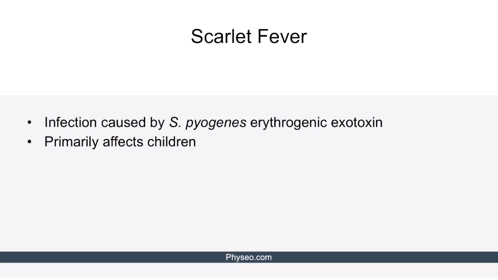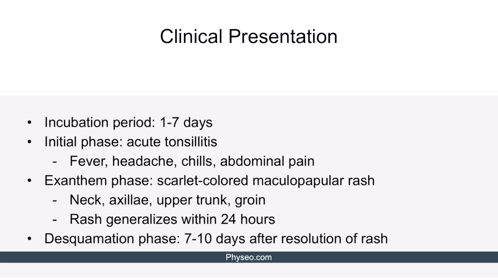Now, scarlet fever is caused by strep pyogenes, but specifically the erythrogenic exotoxin, and it primarily affects children. But how does it present? Well, it actually presents in different phases. In the beginning, once there is an infection, it can take up to a week for the infection to show signs and symptoms. And this is called the incubation period.